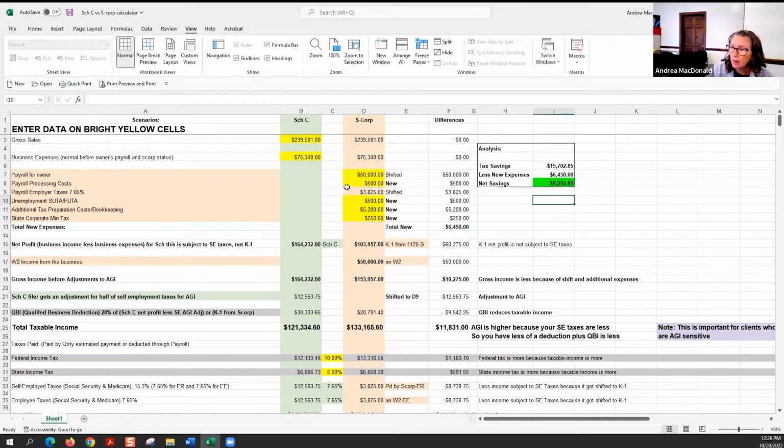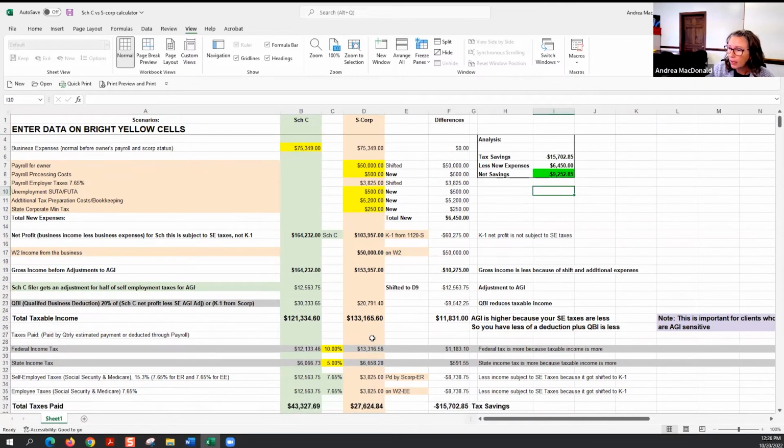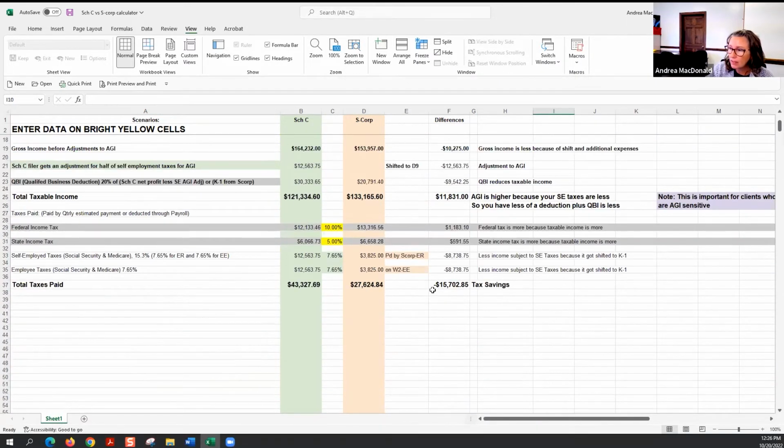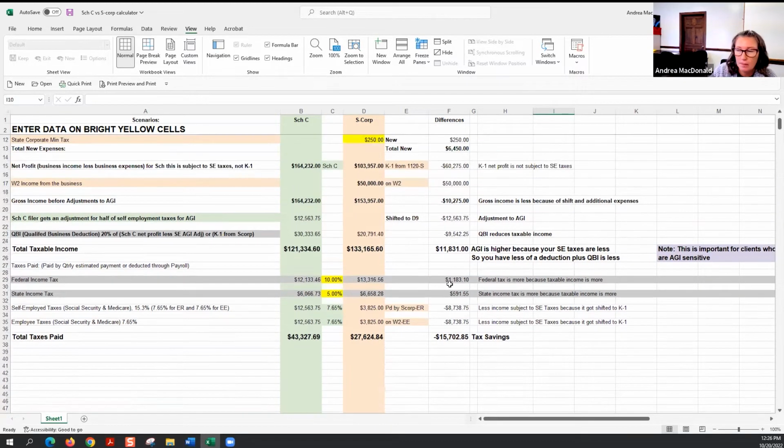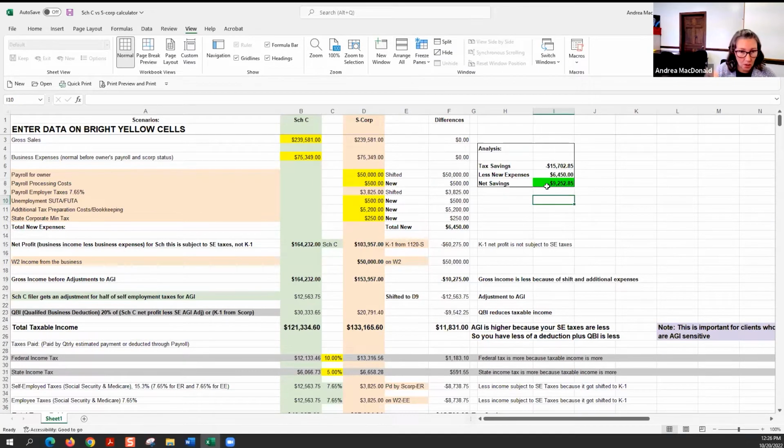So we can play with these numbers. One thing I want to point out that I didn't talk about before. We said total tax savings of $15,702, but remember, to get to that tax savings, they had to incur some additional expense. So if you're looking at total net savings, we've got their tax savings of $15,702. They had new expenses of $6,450, which was the payroll processing, the unemployment tax, and the additional money to me for bookkeeping. So the real net cash savings is $9,252, which is still great.